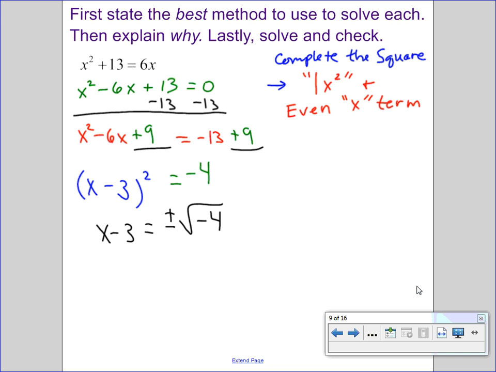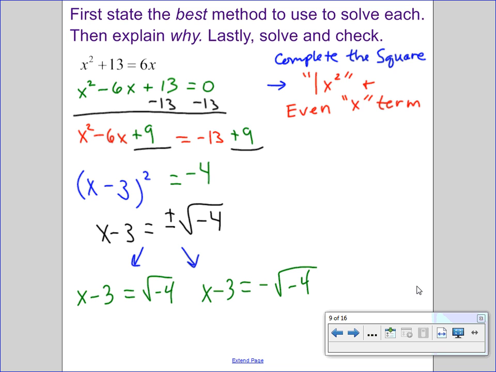But now we have the tools to handle this. And so we're not going to stop now. We're going to keep going and get the two solutions. The two solutions will just have i in them. And so it's no problem now. We can still solve this problem. I'm going to go ahead and break up into two separate parts and get x minus 3 equals root negative 4, and x minus 3 equals negative root negative 4.